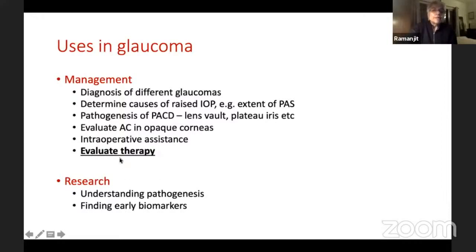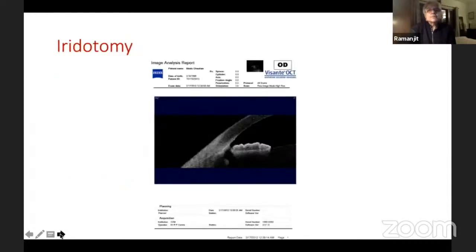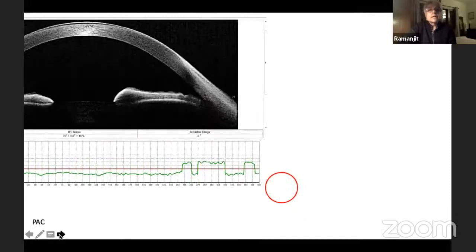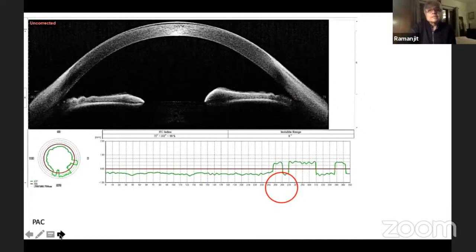Finally, I think to evaluate therapy is quite important in management. It tells us whether the iridotomy is patent or not. It tells us what is happening to eyes once an iridotomy is done. So you can see over here, again, this is the ITC, and you can see only about 20 degrees of the iris is actually touching the trabecular meshwork.